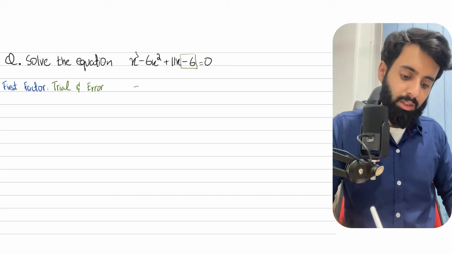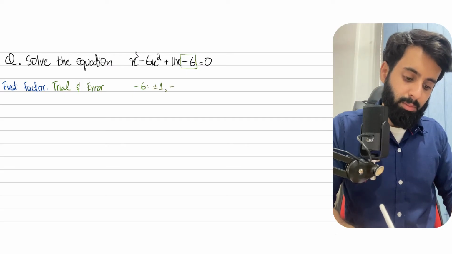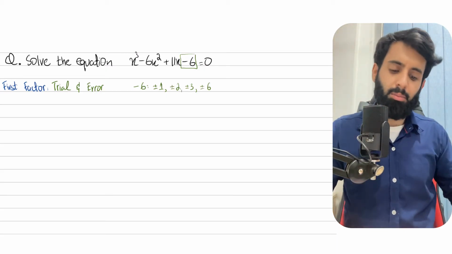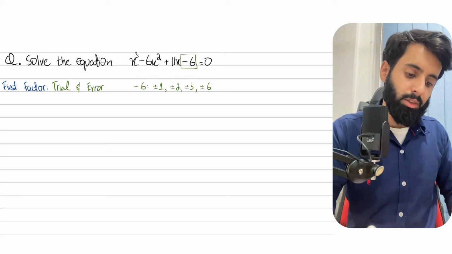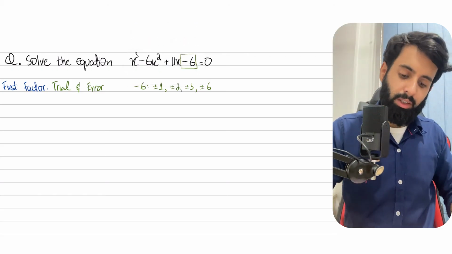Okay, so you have -6, the factors of which could be plus and minus 1, plus and minus 2, plus and minus 3, or plus and minus 6. Now you won't have to go that far. You'll probably find the first factor within the first 2 or 3 values. Okay, so let's do just that. Let's find the first factor.